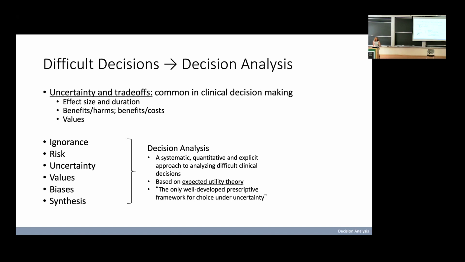We already talked about the 7 reasons why decisions are challenging or can be difficult. In terms of definition, decision analysis is a systematic, quantitative, and explicit approach to analyzing difficult decisions. It's based on expected utility theory. Remember in the parking example, when we calculated our expected value, that's where that comes from. And it's the only well-developed prescriptive framework for choice under uncertainty. So again, that's the take-home message from today: choice under uncertainty.